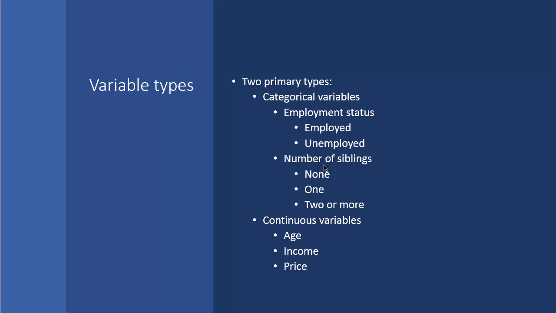For example, the number of siblings. You can have no siblings, one sibling, two or more siblings. So there's an order and there's more than two categories. On the other hand, the continuous variables are age, income, price. They can take pretty much any value and therefore are quite different from categorical variables.